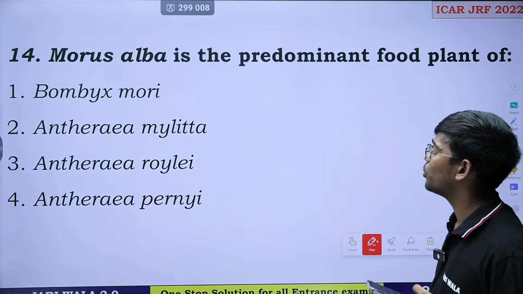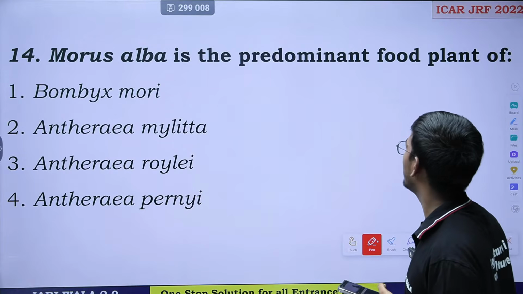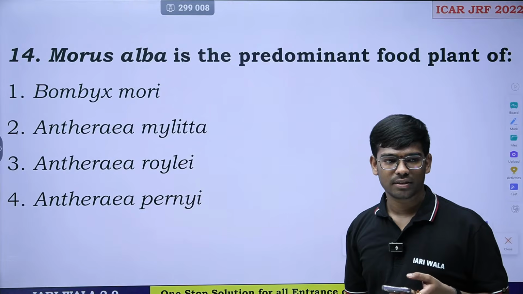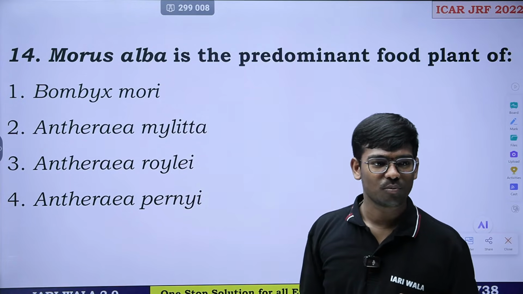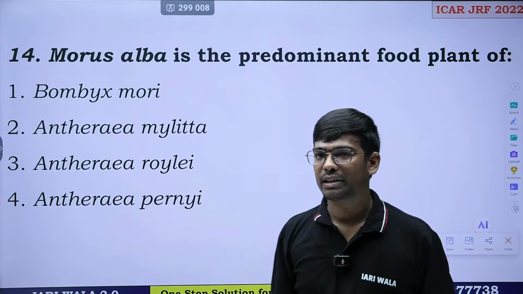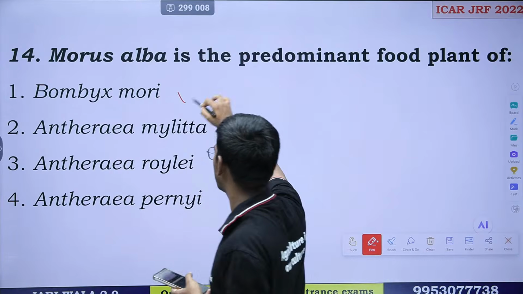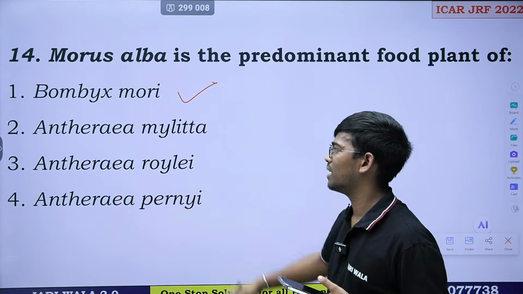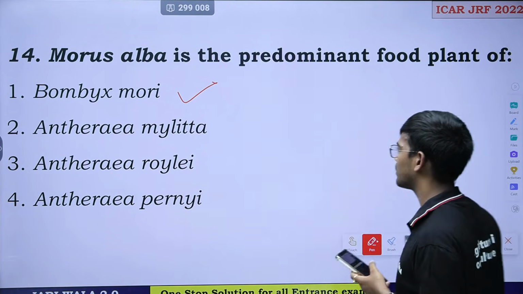Then the 14th question: Morus alba is the predominant food plant of which one? It's Bombyx mori, that is the mulberry silkworm. And these others are Tassar silkworm.